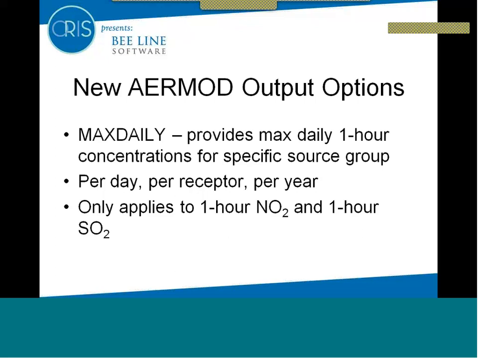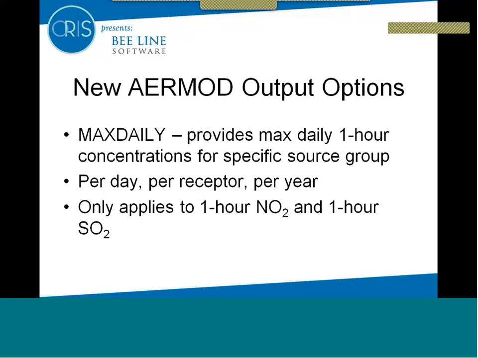The next new keyword is MAAQS Daily, and it will provide you the maximum daily 1-hour concentrations for a specific source group, which can be all or whatever you call it. And it's going to give you that output on a per day, per receptor, per year basis. So if you think about it, you're going to have 365 or 366 days times the number of receptors times the number of years you've modeled. That's how big the file is going to be.